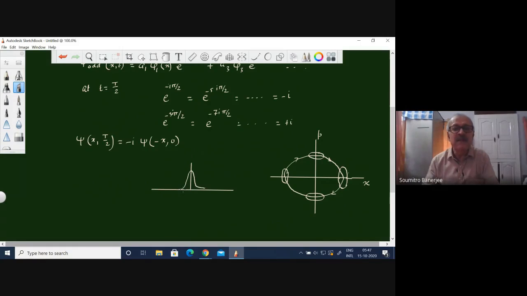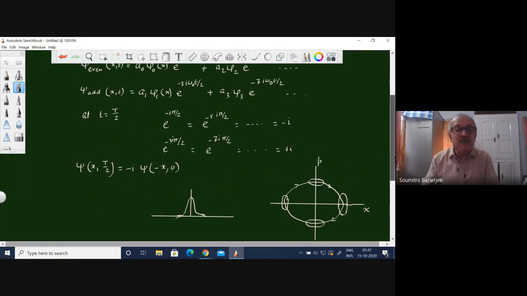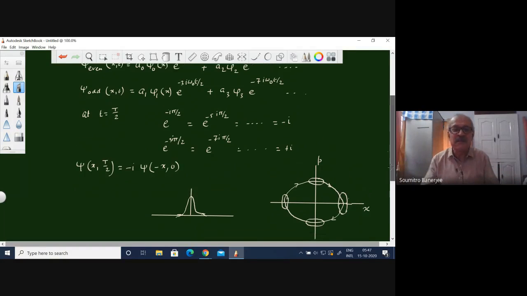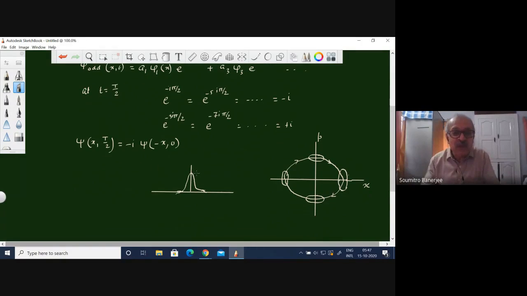I mean, it can be anything. I'm not saying that it will be a nice Gaussian, I'm just drawing it that way. What will happen if you take a wave function comprised only of the odd parts? Then also it will be like this, because the mod square of the odd functions is also an even function. So if you have only either even or odd, then the result will be an even function.